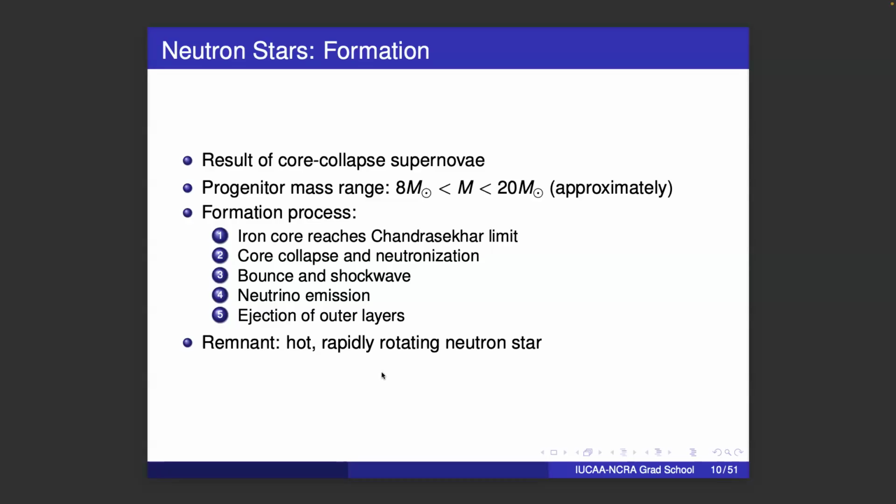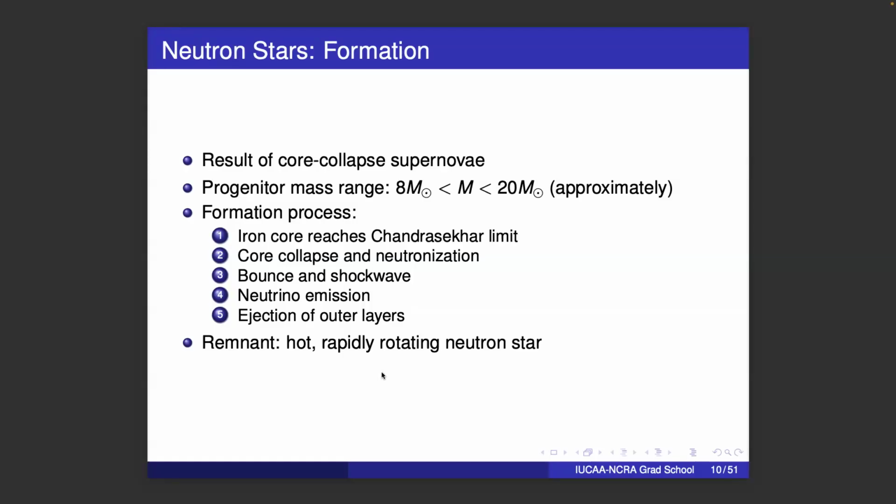And we actually detected, even a few years later, neutrino emission from 1987. And then because of the bounce back, there is an ejection of the outer layers. So although you may start with something in this mass range, the remnant that you will form may not be in this mass range. It will be lower in general. And that leaves behind a hot, rapidly rotating neutron star. We'll come to why it's rapidly rotating in a minute.